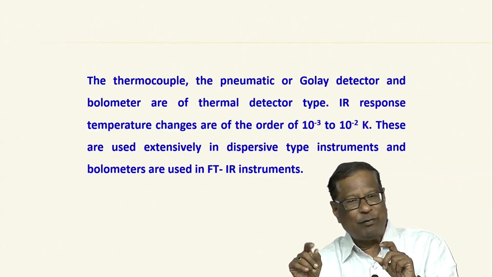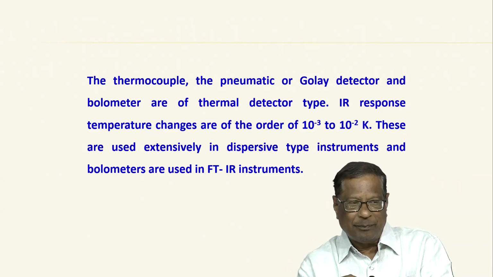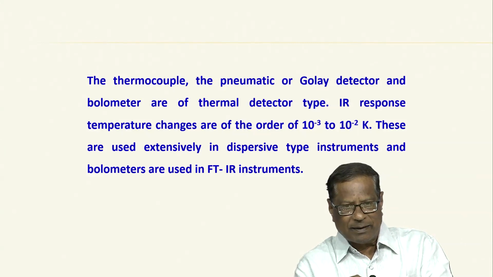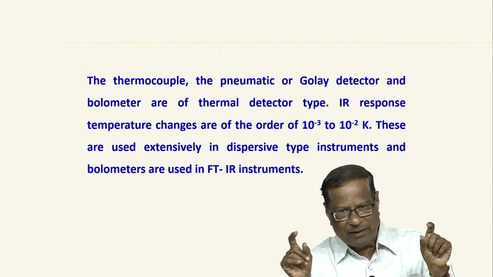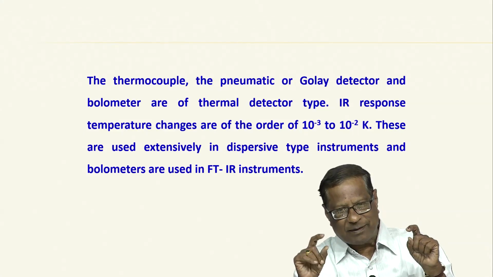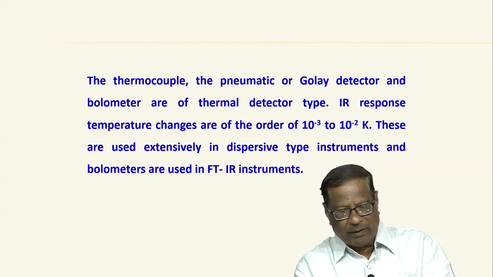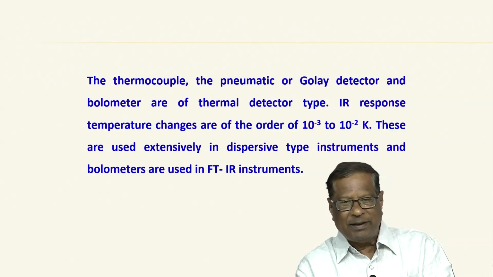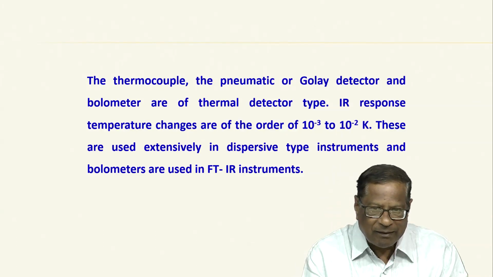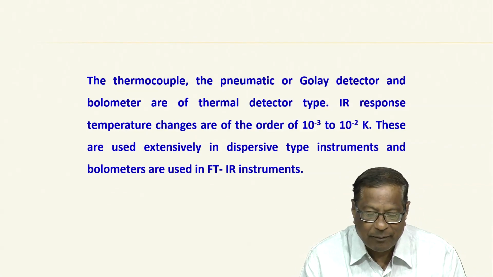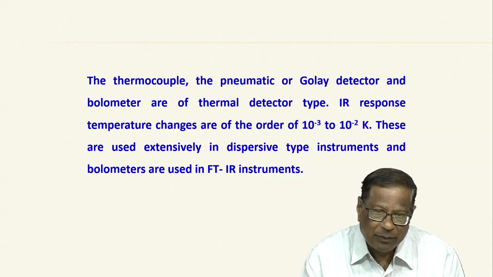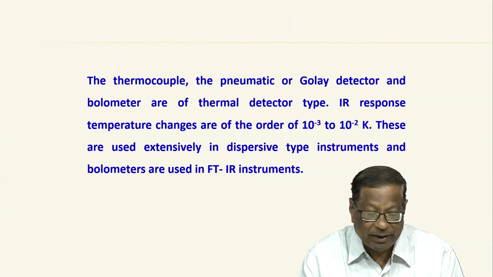I think many of you must be aware that the scale is different, but the magnitude of the heat is essentially the same. So, 1 degree Kelvin and 1 degree centigrade are both the same. But only because of the highest international standards we use degree Kelvin in such expressions. So, these are used extensively in dispersive type instruments, and sometimes we do use bolometers.